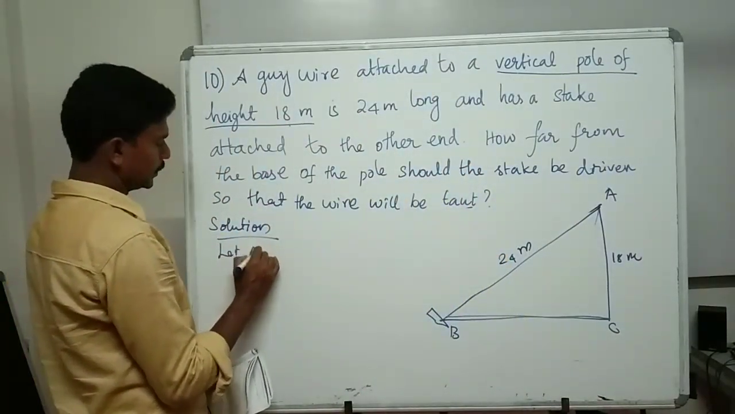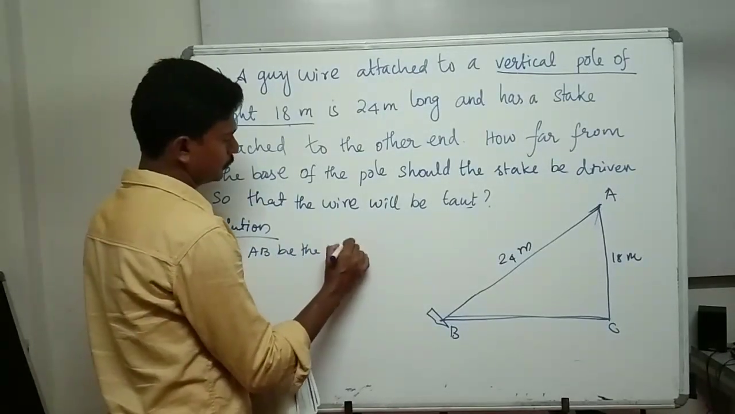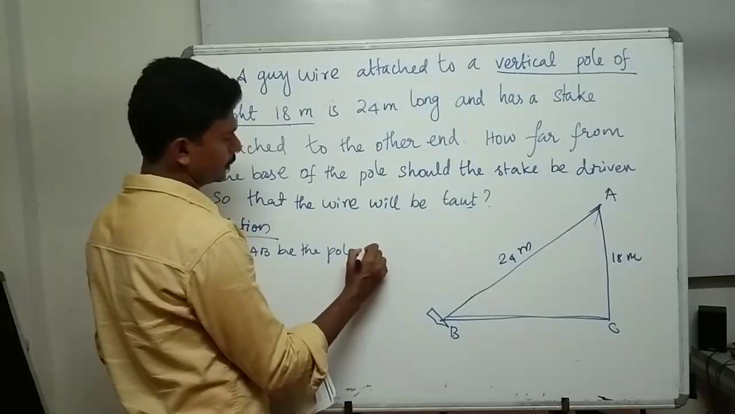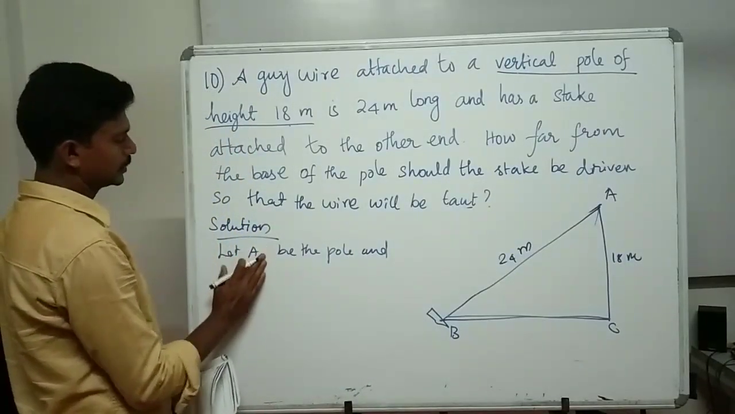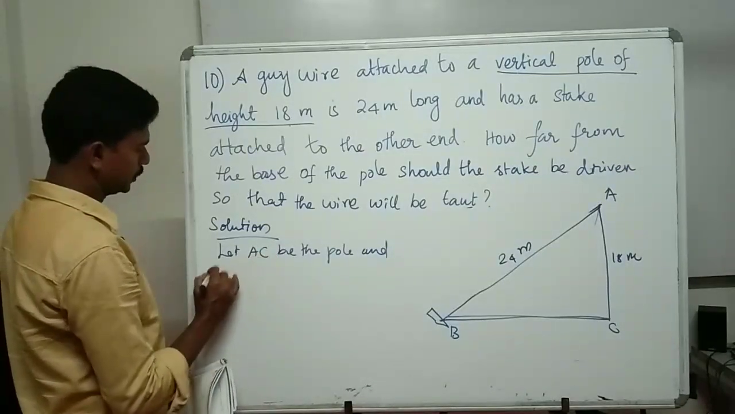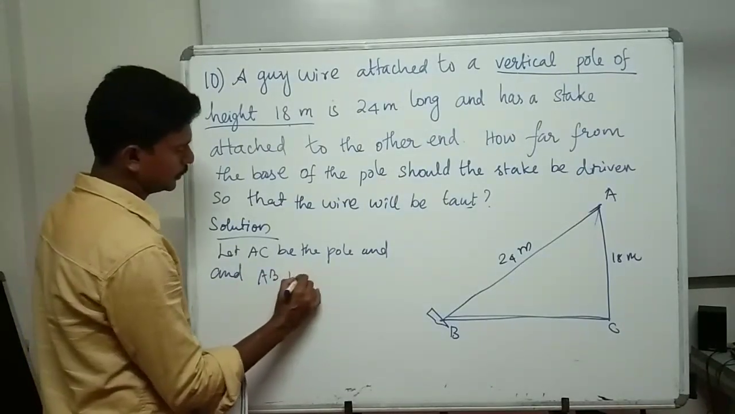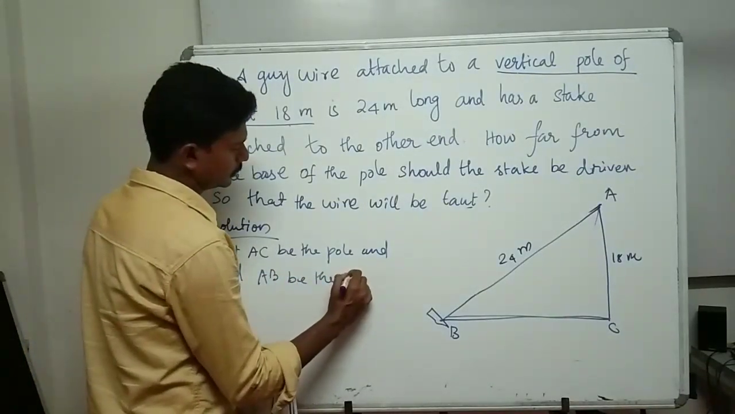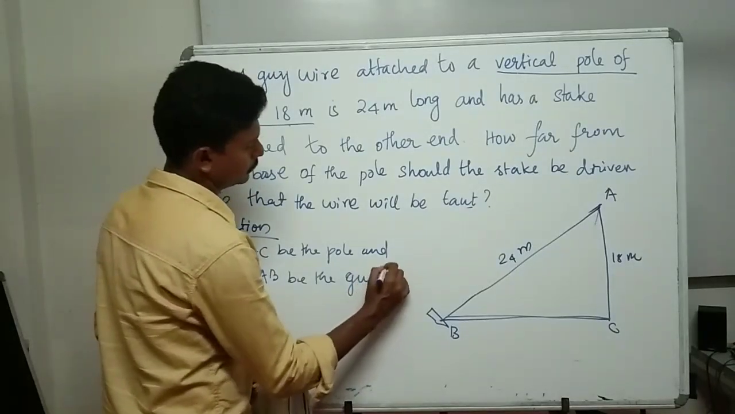Let A be the pole. Okay, and so AC be the pole, and AB be the guide wire.